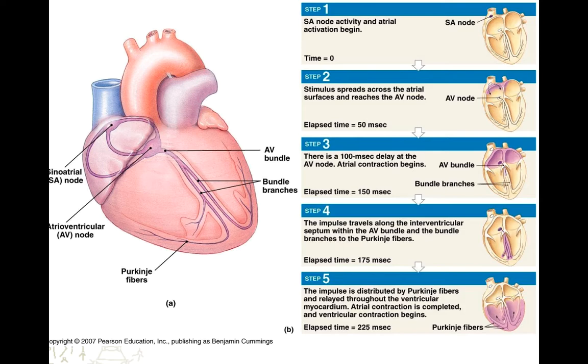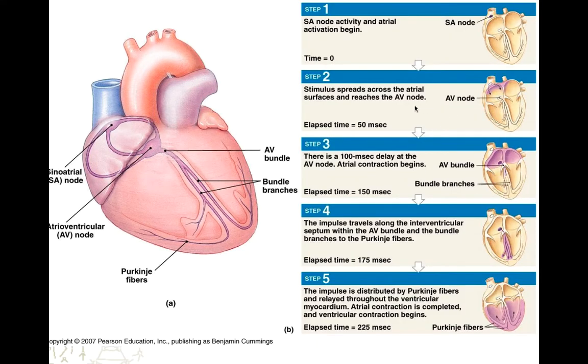Just like we talked about the AV valves, which are in between the atria and the ventricle, we now have the AV node, which is in between the atria and the ventricle. From there, it's going to travel down the AV bundle, as it's called. So notice in between the atrioventricular node and the bundle branches, you have the AV bundle, the atrioventricular bundle. And interestingly enough, we have an elapse of 50 milliseconds here.